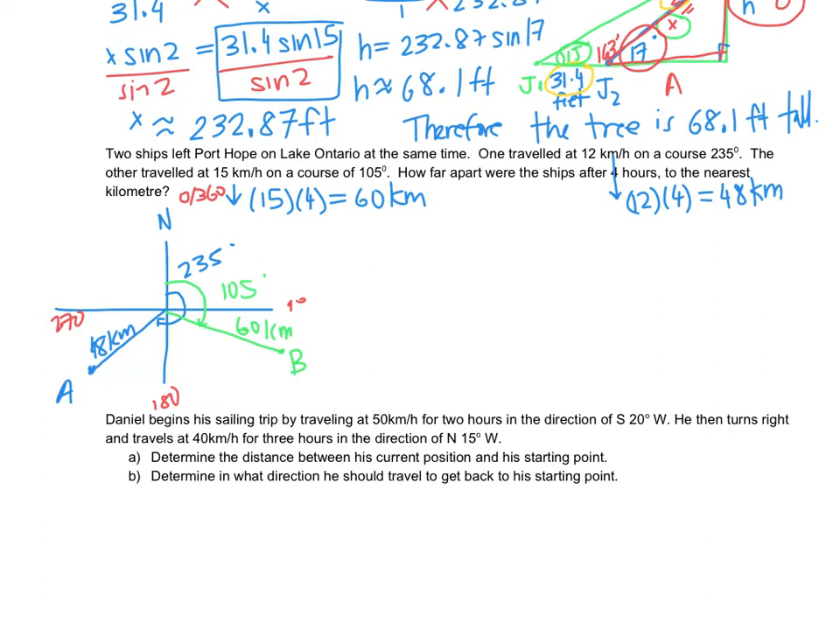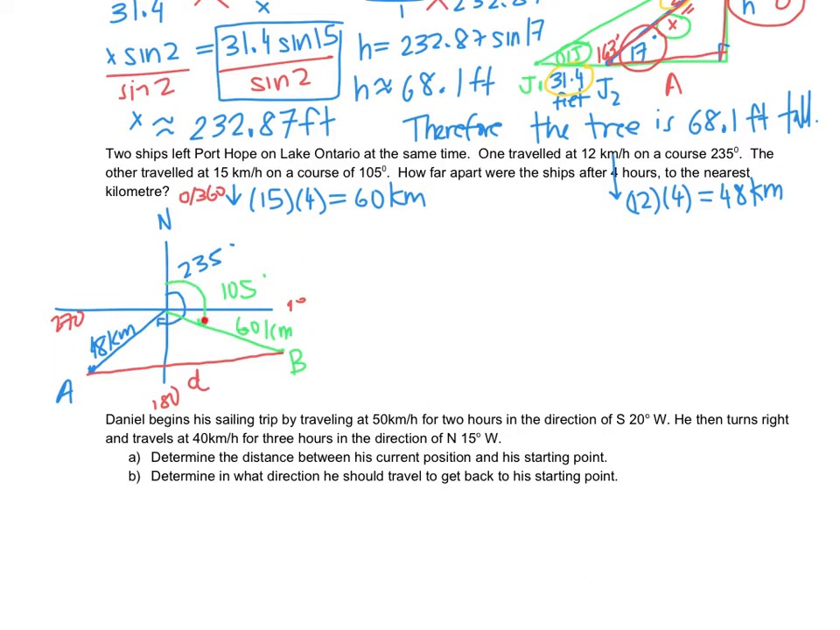Now, neither of those angles are actually inside my triangle. Actually, let me create my triangle first. So I'm just going to connect A and B. My goal is to find the distance, so I'll just label it D, between those 2 ships. So I have 2 side lengths, and currently I have no angles, okay? But I do know that this angle here is 235 degrees, and this portion is 105.